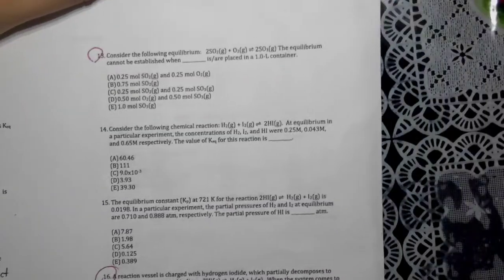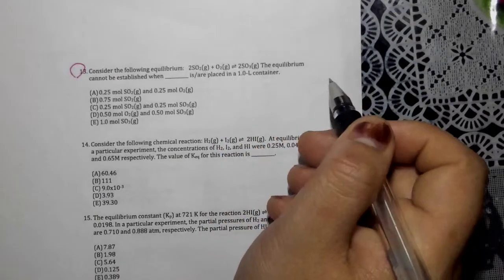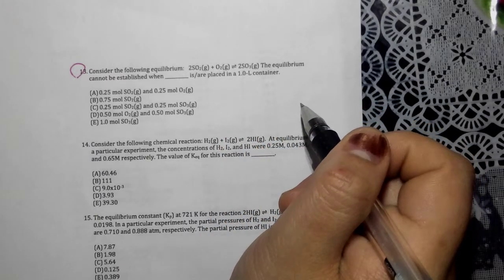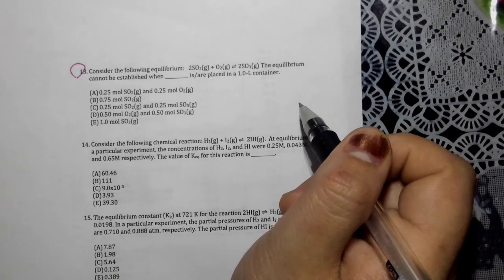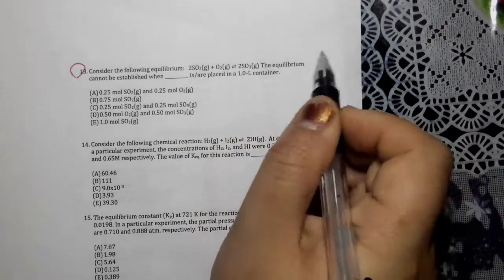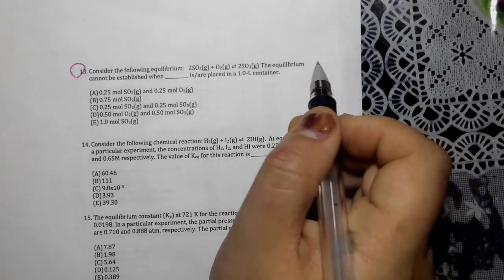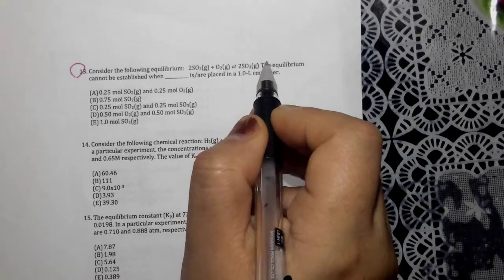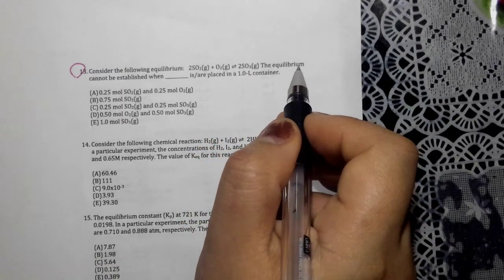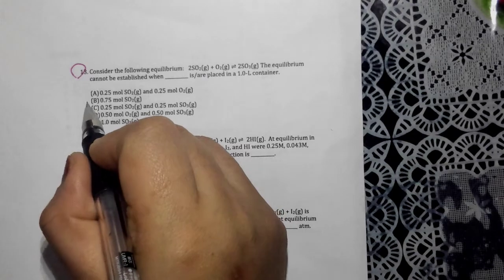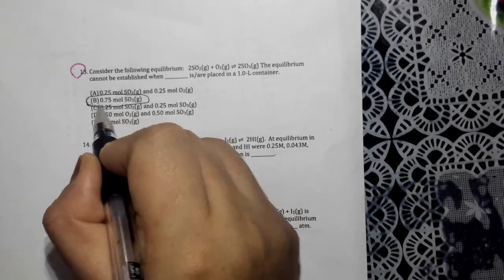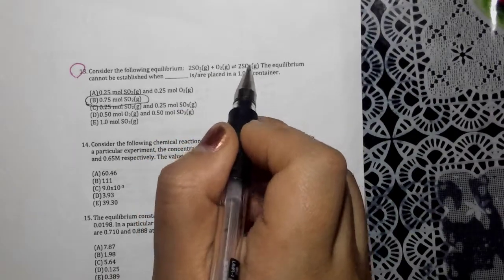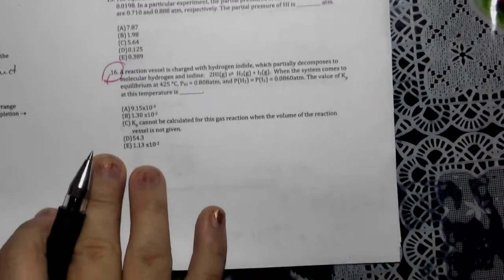Okay, let's go over 13. Consider the following equilibrium. Equilibrium cannot be established when blank is placed in this. So when can we not have equilibrium? Obviously, the easiest one is you have either all reactant or all product. If you don't have both, you won't have an equilibrium. Meaning the answer is going to be B, because B only has one of the reactants in there. How are you going to react to make SO3? Okay, 16.